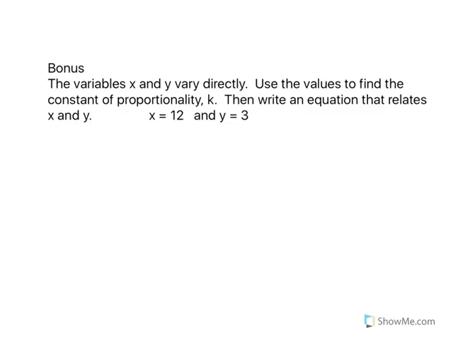Okay, the last thing I want to go over with you, this is kind of important. Let me give you a little bonus problem. You're going to want to write this down. The variables x and y vary directly. Use the values to find the constant of proportionality k. Then write an equation that relates x and y. So our values would be x equals 12 and y equals 3. And so we want to find out what our k is.